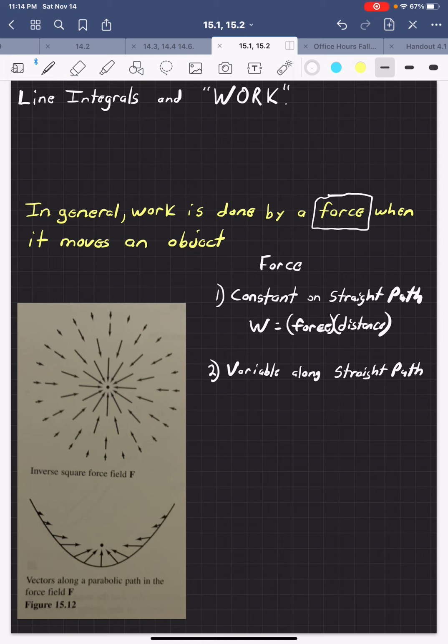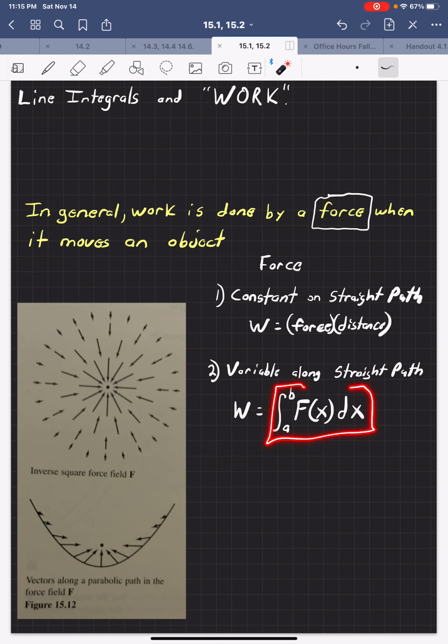And we found that back in probably chapter 7, for variable force along a straight path, work can be calculated as the integral from a to b of some force. And I do hope that you understand that this is just another way of thinking about force times distance, right? You're just thinking of it now as like an accumulation function, where you're accumulating work as you go.